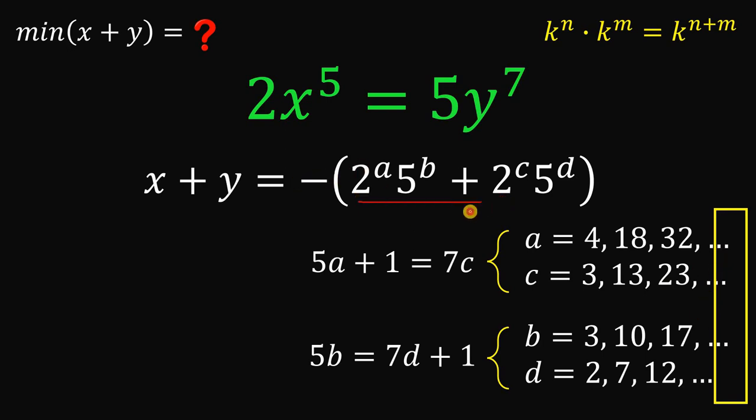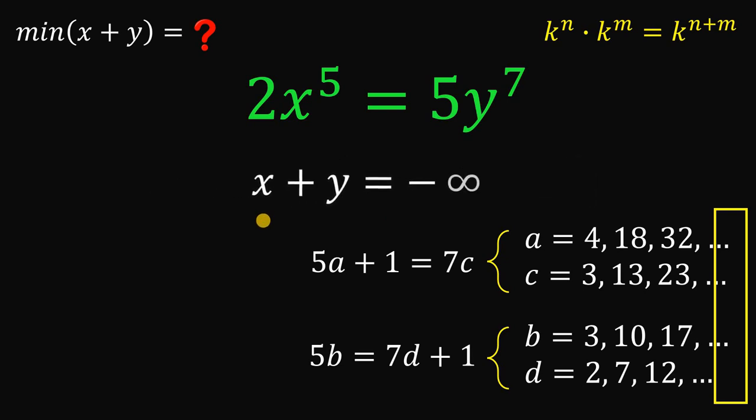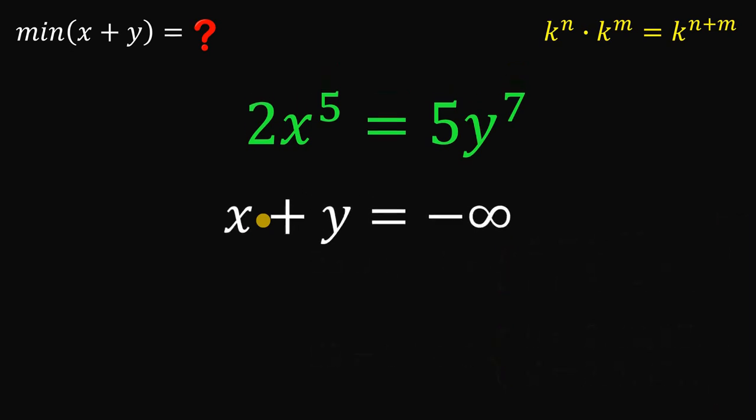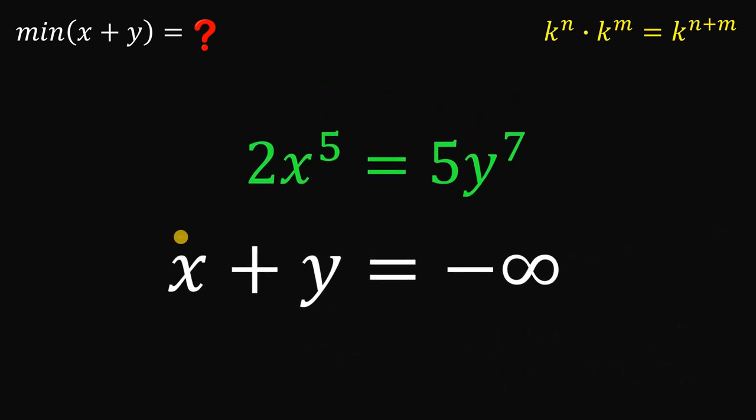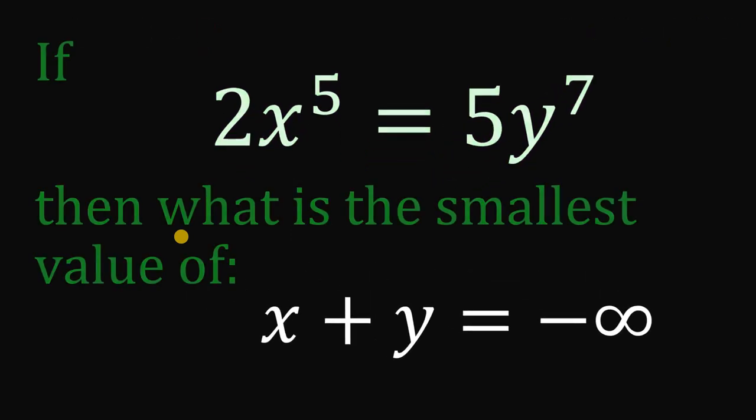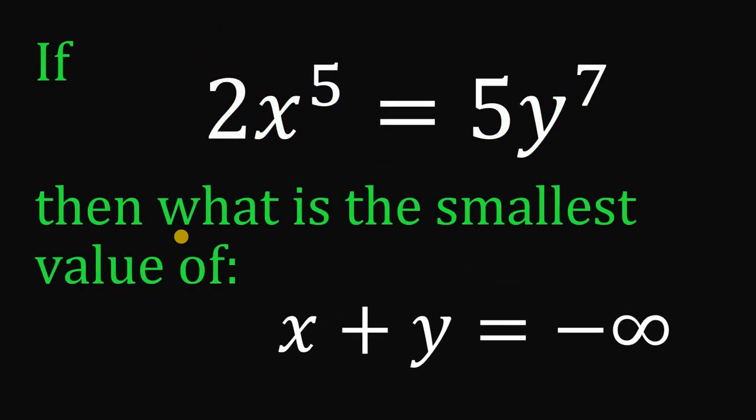So this number right here becomes a very, very huge number, and it turns out that this number can be equal to the largest possible value, which is infinity. So x plus y, the minimum value of x plus y, turns out to approach negative infinity. And that is the answer to this question. And as always, we are done.